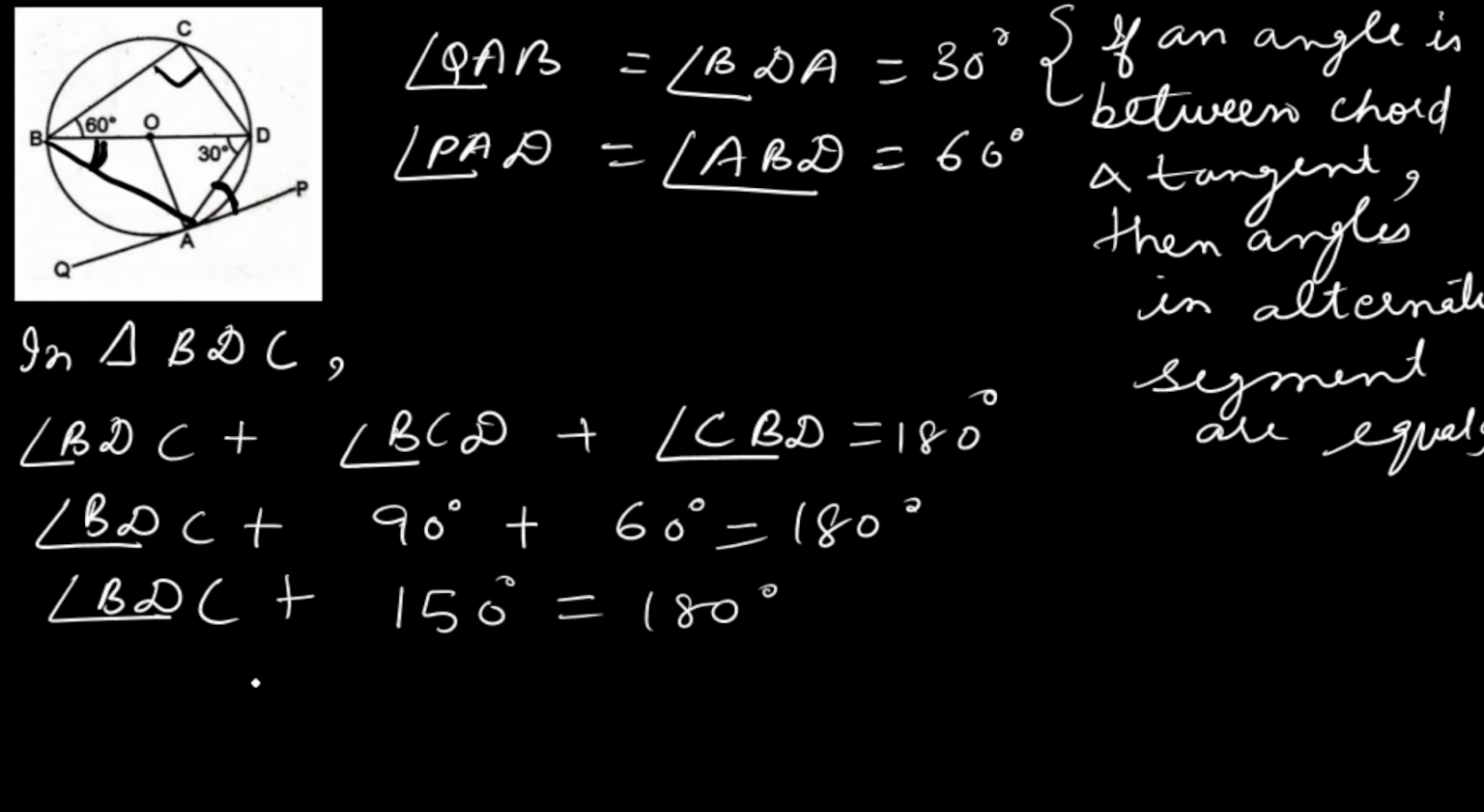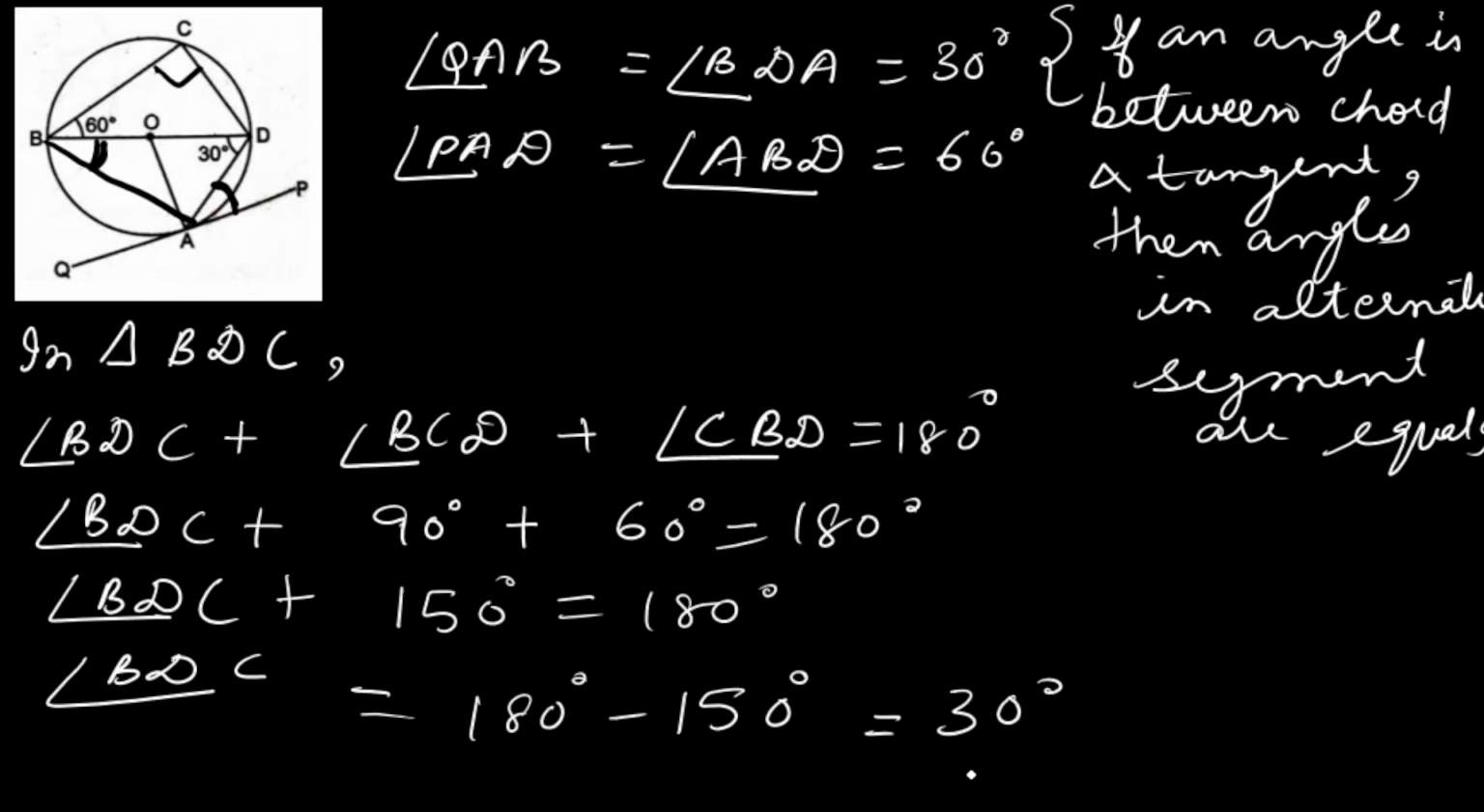And then 90 plus 60 is 150. So what's the value of BDC we are getting? What is the value of BDC? 180 minus 150 is equal to 30 degrees. Angle CAB is equal to 30. CAB we don't have to find.